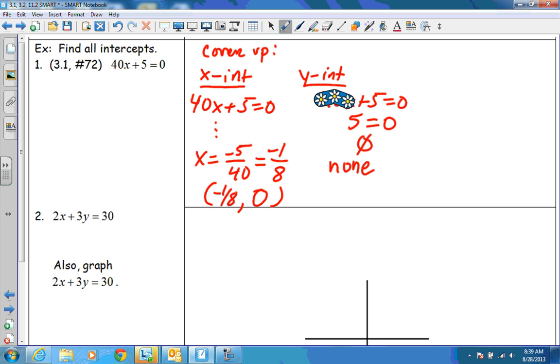So there are your intercepts. Anybody remember what kind of graph that looks like? We're going to get to it in a second. Anybody remember what kind of graph that would be? Vertical. Yes, it is. Good job. Okay, do the next one with your group. Go.